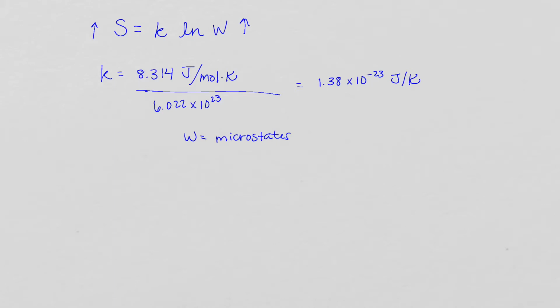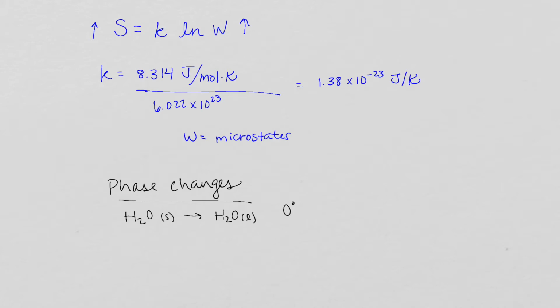So let's revisit our phase changes. We're going to imagine water melting, going from H2O solid to H2O liquid. This happens at a constant temperature of 0 degrees Celsius. So we can think of this as a reversible process, because an infinitesimally small addition of heat causes more melting, and an infinitesimally small removal of heat causes more freezing. And so at 0 degrees, it's possible to imagine this as a reversible process.